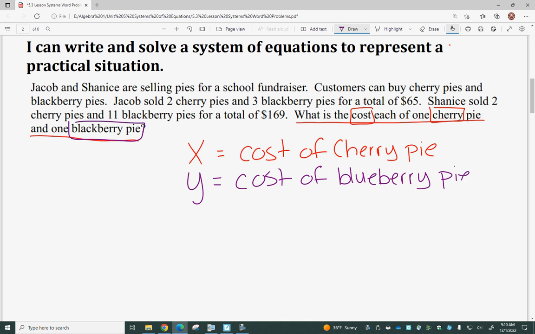It's important that we stick with X's and Y's, especially if we want to use the calculator. If we want to use the calculator, this is incredibly important. If you want to do the substitution method, you can use C for cherry and B for blackberry. But my guess is most people like the graphing method better, so we need to use X and Y so that the calculator will recognize our letters and graph them for us. And so we want to end up figuring out the cost of these two things.